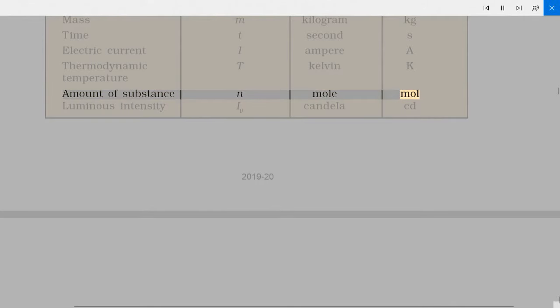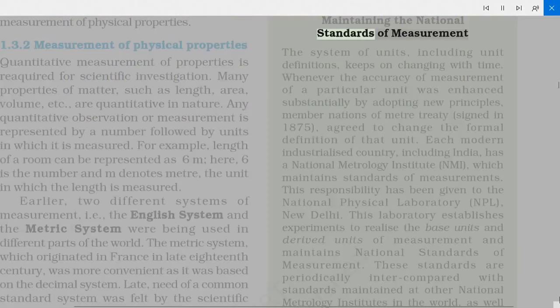Maintaining the national standards of measurement, the system of units, including unit definitions, keeps on changing with time. Whenever the accuracy of measurement of a particular unit was enhanced substantially by adopting new principles, member nations of Metre Treaty, signed in 1875, agreed to change the formal definition of that unit.